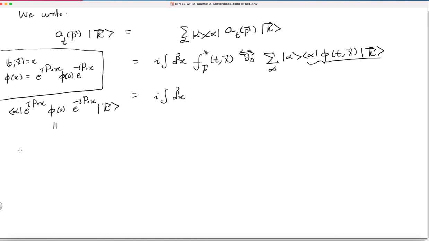So what is this object? This is e to the minus i, this acting on ket k will give you momentum k dot x, and this will give you e to the i p_alpha dot x. These are complex numbers and you get alpha phi 0 k, which is the same as e to the i, so p_alpha gives you omega_alpha, the energy of the state alpha, minus omega of k, the energy of this single particle state of momentum k, times t, minus i p_alpha minus k dot x.